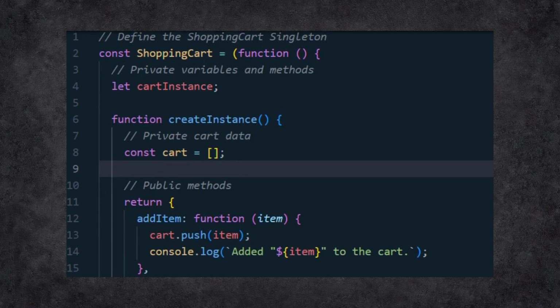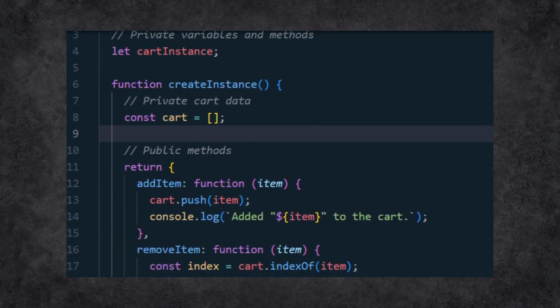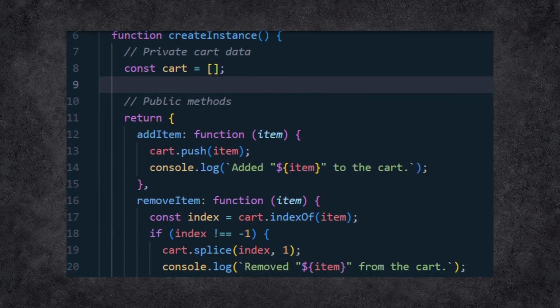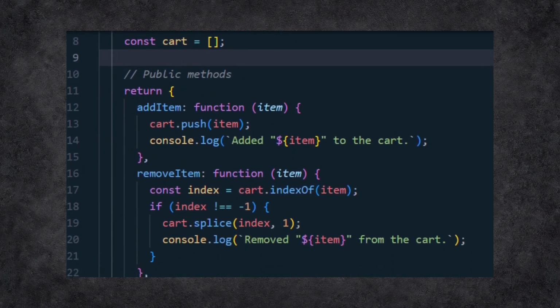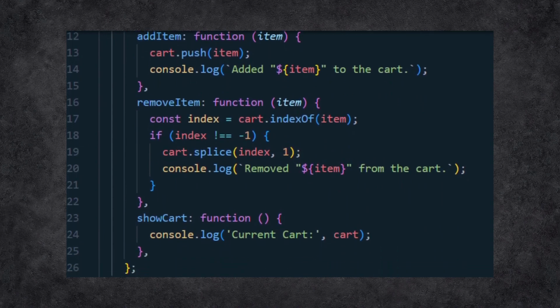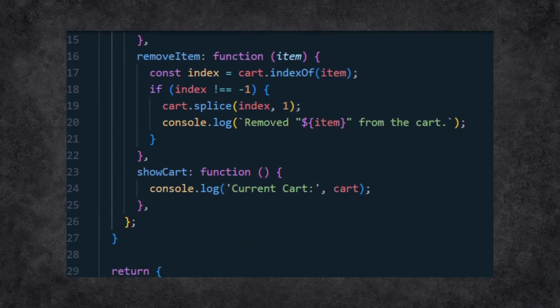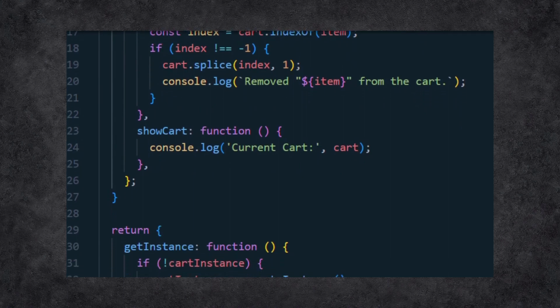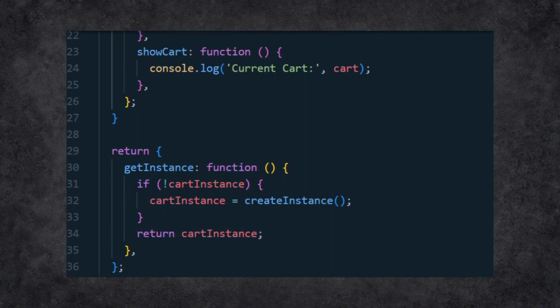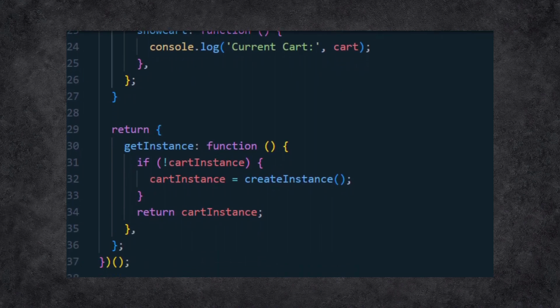In this JavaScript example, we've created a shopping cart singleton. It ensures that there's only one instance of a shopping cart shared among users. When a user calls getInstance, they get the same shopping cart instance. This way, whether it's user 1 adding a laptop or user 2 adding a smartphone, they both interact with the same shopping cart instance, keeping things organized and preventing duplicate carts.